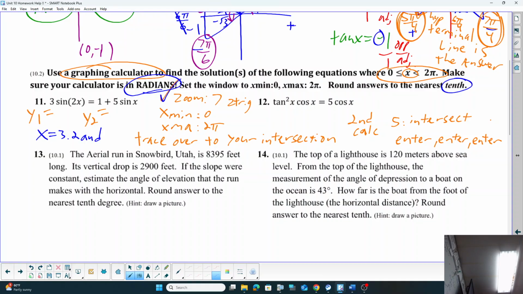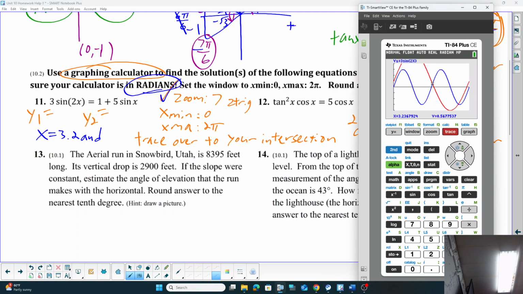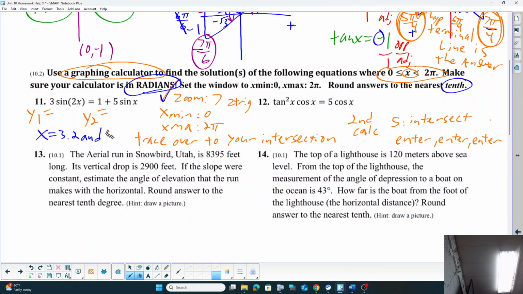And let's find that other intersection. So you're going to go to trace, and go all the way down to this other intersection where I can see that it crosses. So right there. Second calc, intersect, enter, first curve, enter, second curve, enter, guess, enter. We get 5.38, which rounds to 5.4. These are our 2 answers. And so that's how you do it.